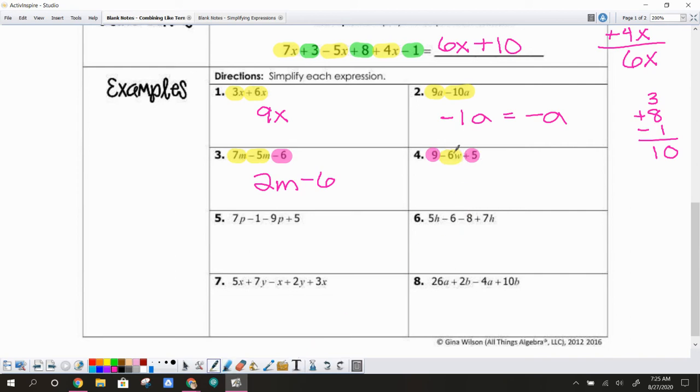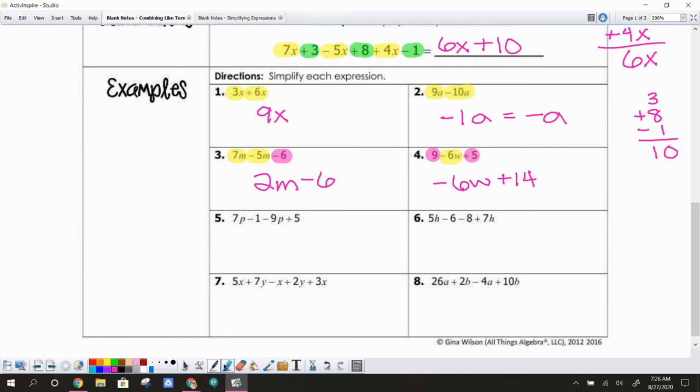So I have 1 yellow term, so that stays the same. And then I have 9 plus 5, and 9 plus 5 is 14. All right, so I want you to pause the video and try 5 and 6, and then press play when you're ready.